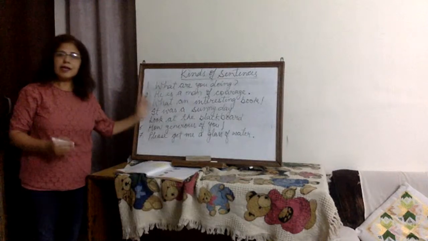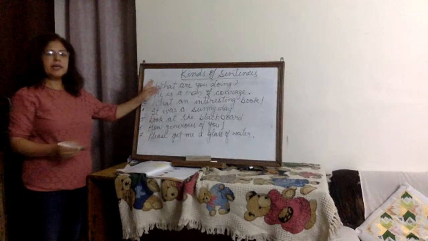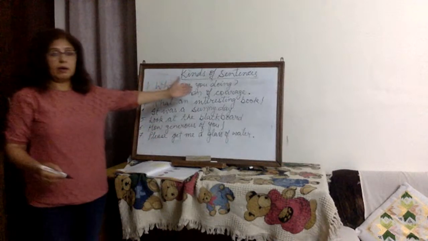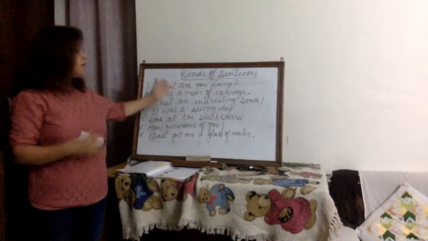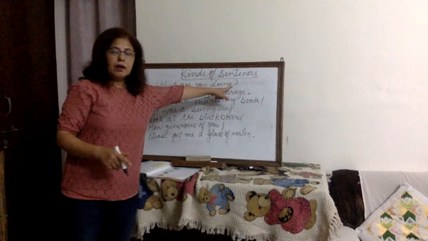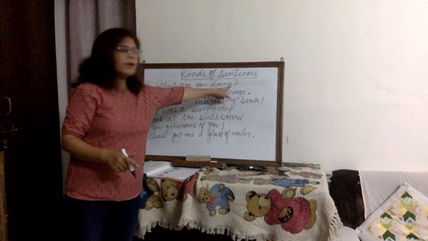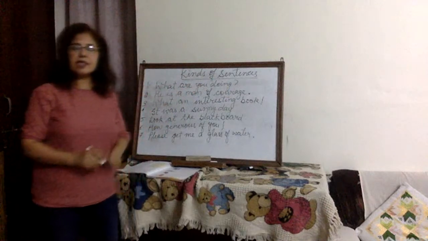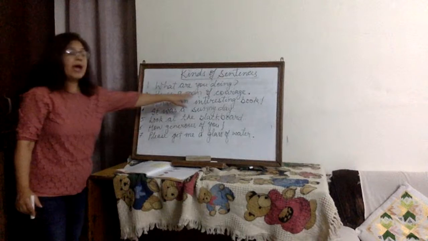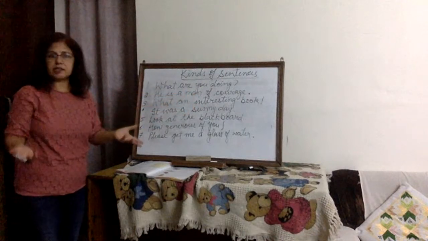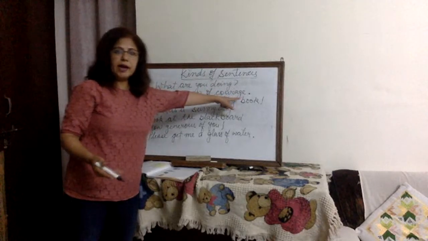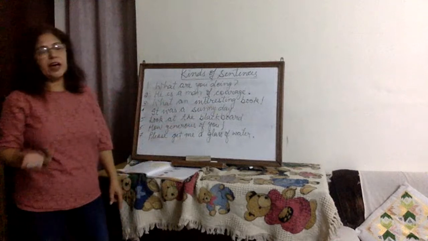So you have to tell the kind of the sentence. What kind of sentences are these? So number one, what are you doing? So here some question is being asked. What are you doing? And you can see that there is an interrogation mark. From here we can come to know what kind of sentence this is. Interrogative sentence. Number two, he is a man of courage. A simple fact is being told. So a full stop is there at the end of the sentence and a simple fact is being told.